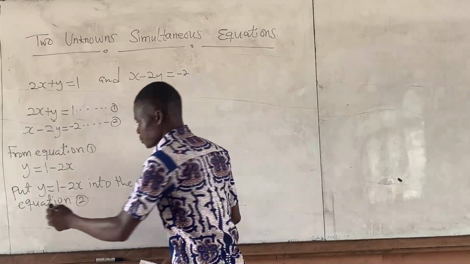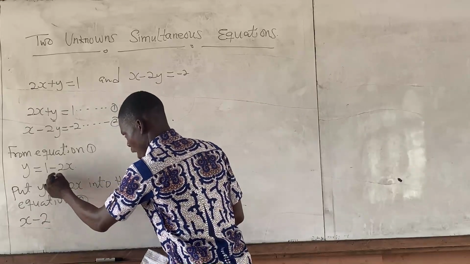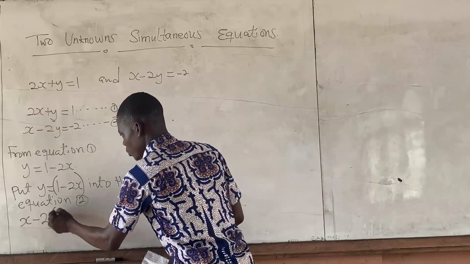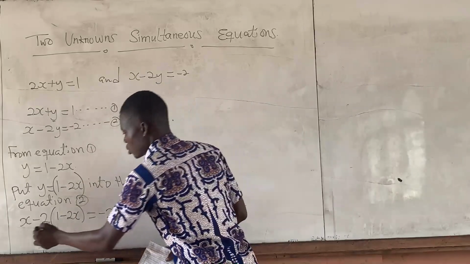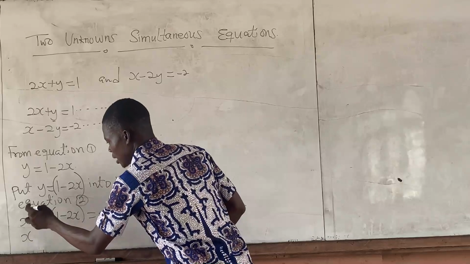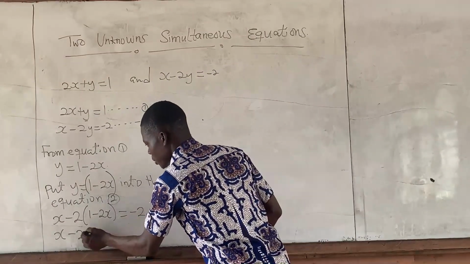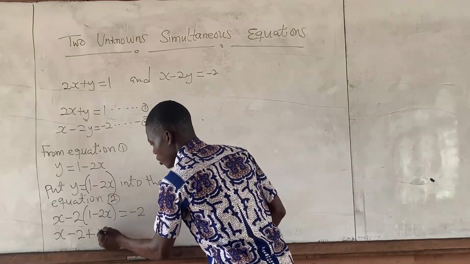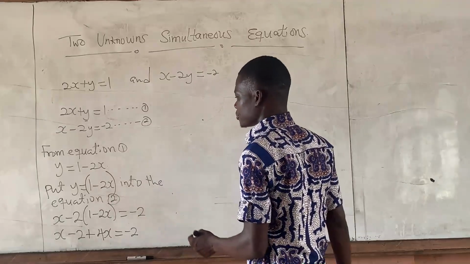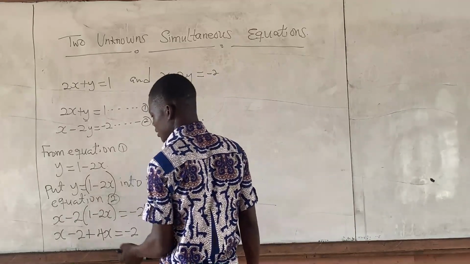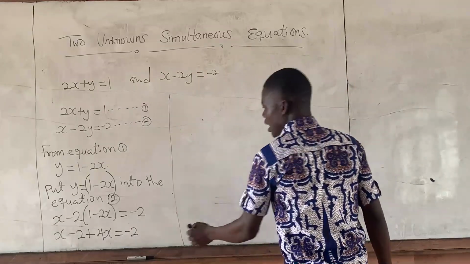So equation 2 is x minus 2y, and y is equal to 1 minus 2x, which is equal to negative 2. We have x, negative 2 times 1 is minus 2. Negative by negative is positive, 2 times 2 is 4, so we have 4x, which is equal to negative 2. So now, the equation is in terms of one variable, which is x. Let's take our time and solve for x.